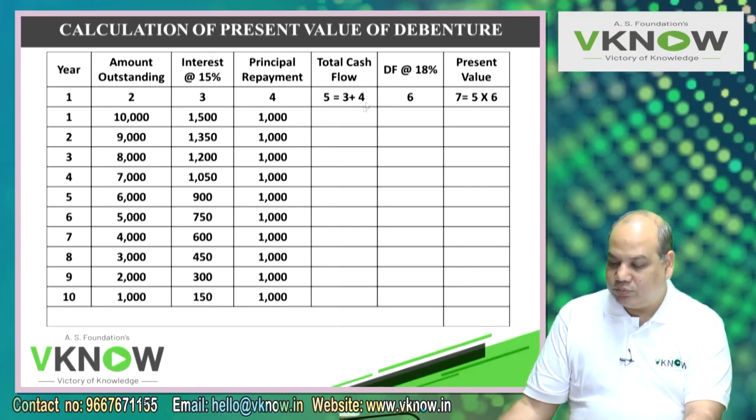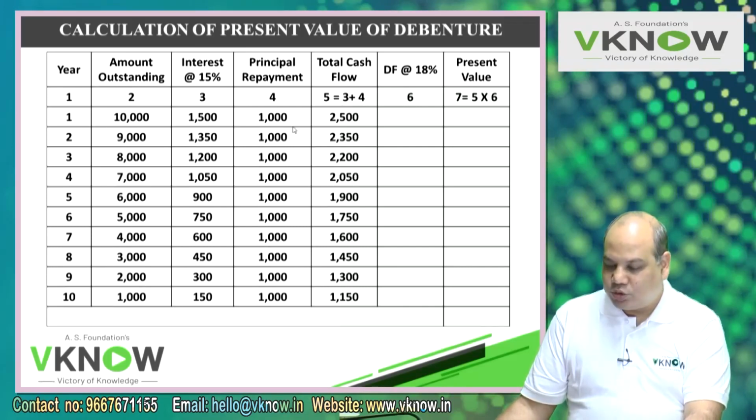Now total cash flow will be the sum of these two columns. Just add it without calculator try. 1500 plus 1000, 2500. Without calculator you can do it. 2350, 2200, 2050, 1900, 1750, 1600, 1450, 1300, 1150.